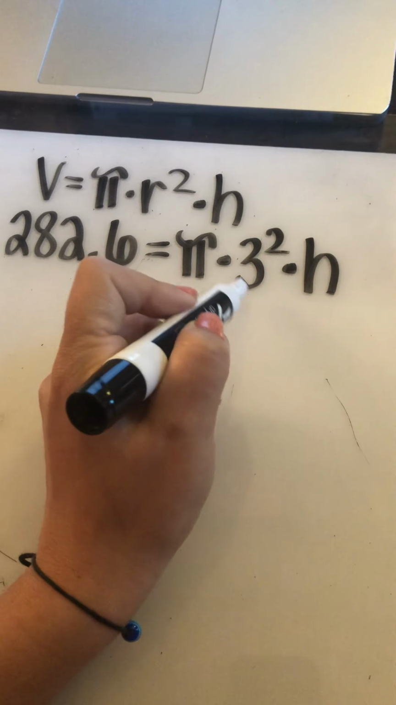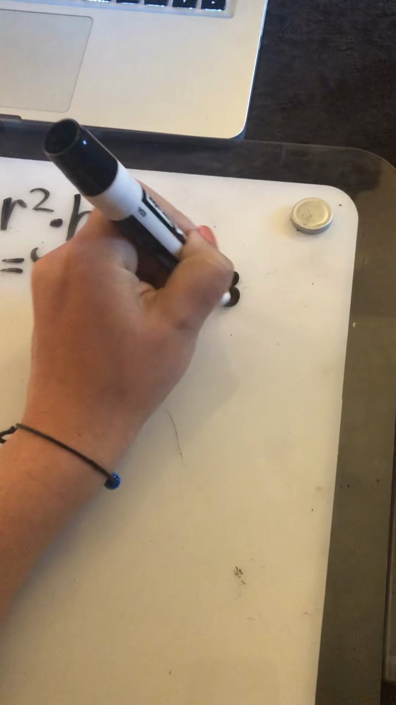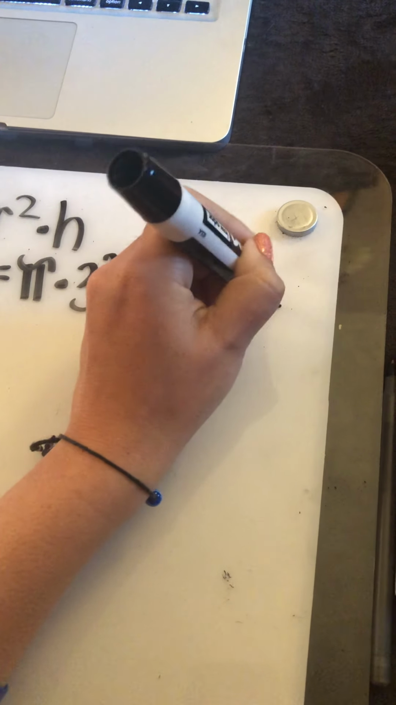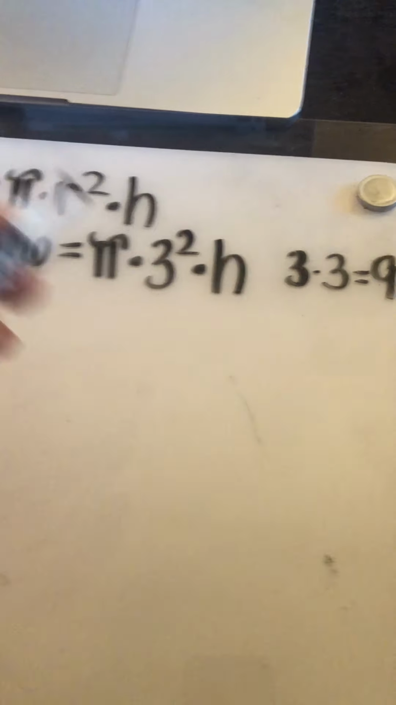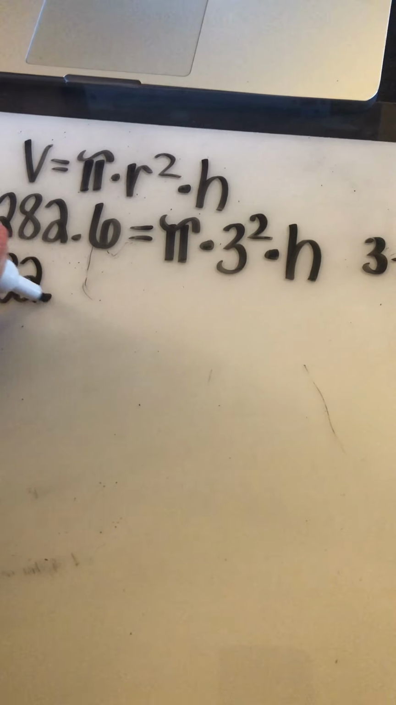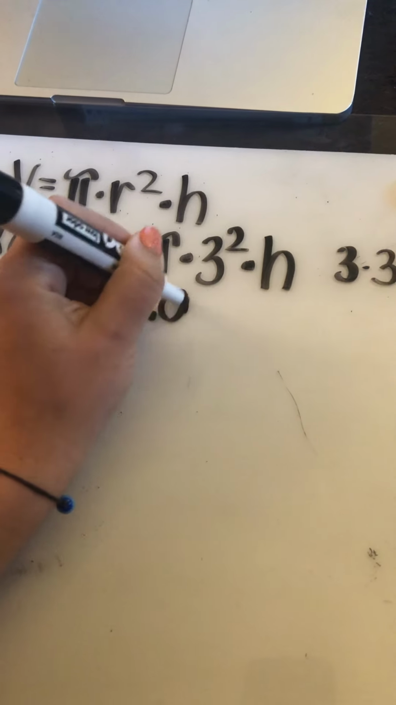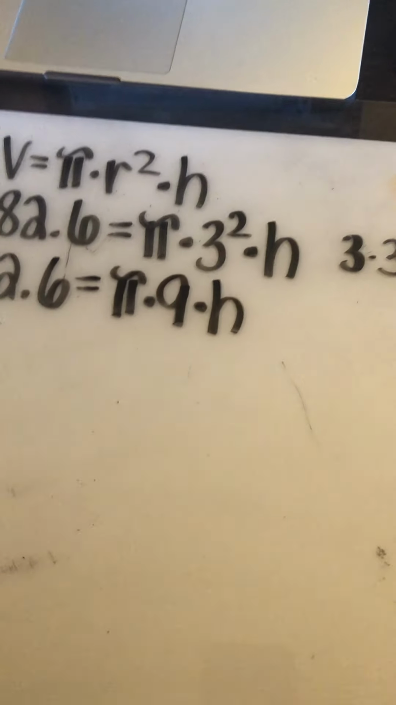So in problems like these, the first thing you want to do is your exponents. Order of operations, exponents come first. 3 to the second power is the same as saying 3 times 3, which gives you a product of 9. So let's rewrite that with 9 instead of 3 squared. So we're going to have 282.6 equals pi times 9 times h.